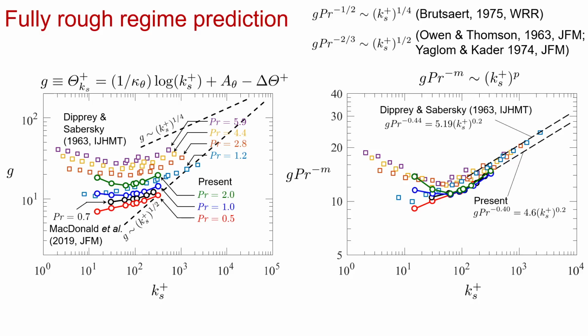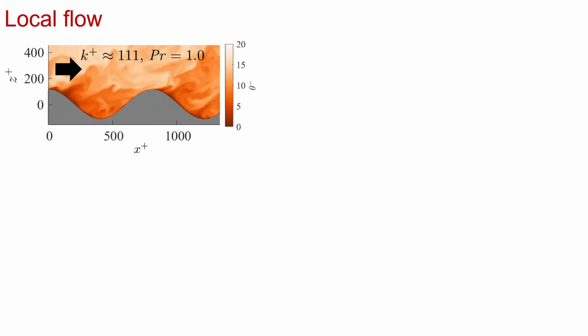And so from this, we might be tempted to conclude that it's a done deal. The ks+ to the half exponent is clearly not appropriate for describing fully rough heat transfer. But what I'm going to demonstrate now is how the ks+ to the half exponent can actually provide a valid prediction when we examine the flow locally.